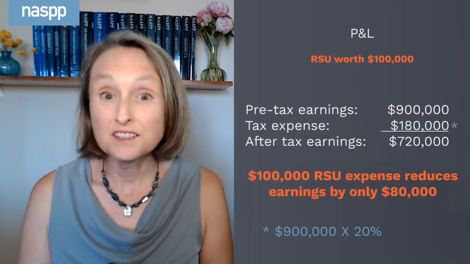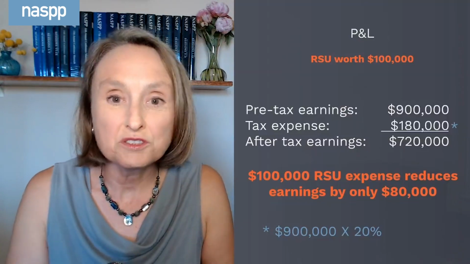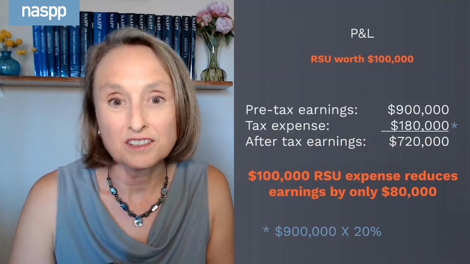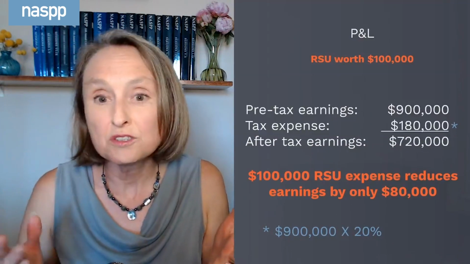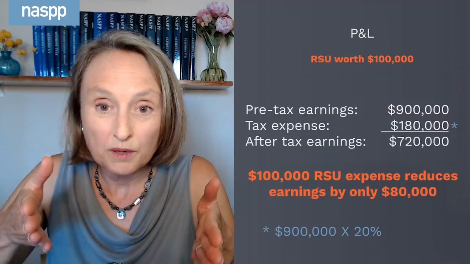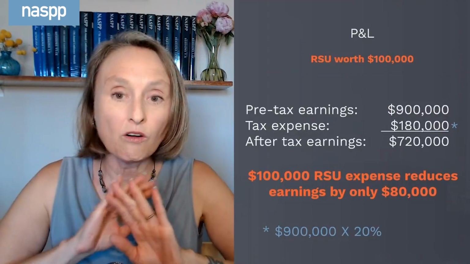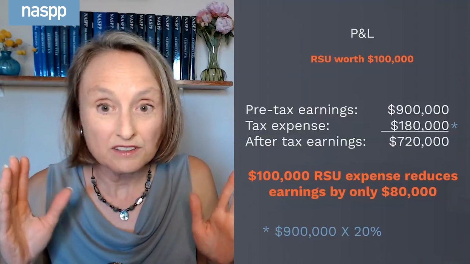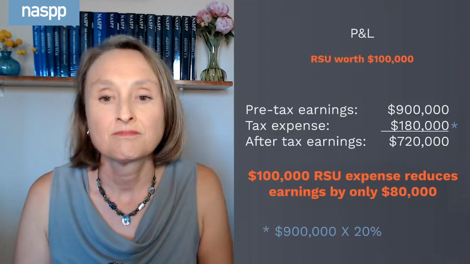Now let's add in an equity award. So let's say this same company granted an RSU worth $100,000. And to keep things simple, let's say that the service period for that RSU exactly corresponds with the fiscal period of my P&L. So that whole $100,000 of expense is recognized in this one P&L statement.